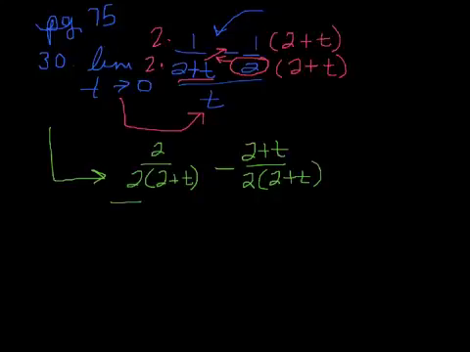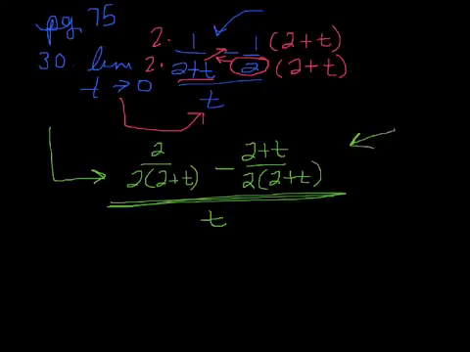All right, that's all our numerator. It's a big, giant, ugly numerator. The only thing we have in the denominator is t. Now that you have a common denominator, you can combine these two fractions. All right, so we're going to combine them. It's 2 minus, be careful here, it's 2 plus t.